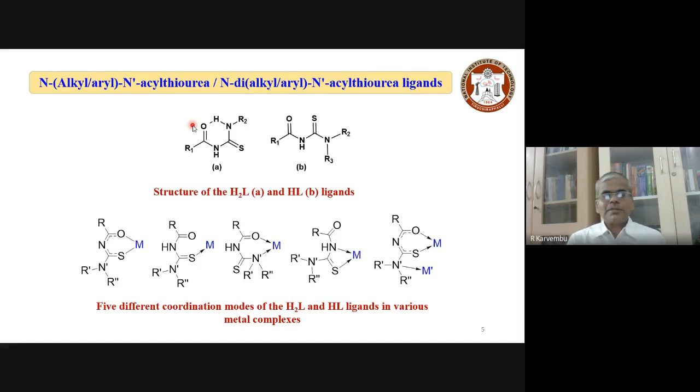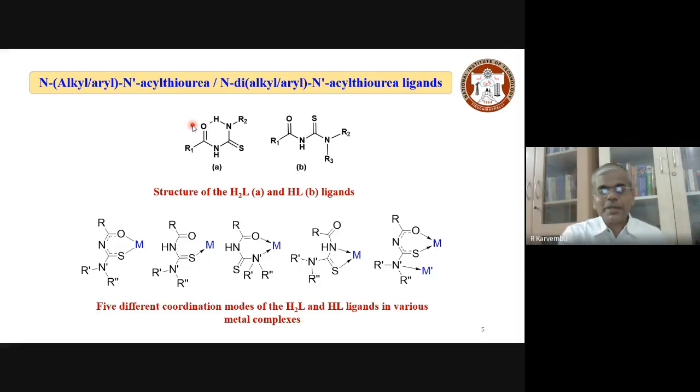The third one is a bidentate O,N coordination mode. The fourth one is a bidentate N,S coordination mode. In the last one, the ligand acts as a bridge between two metal centers. O and S are coordinated to one metal, and nitrogen is coordinated to another metal. So the ligand bridges two metal centers here. So these are some of the important coordination modes. So there is a versatility in this ligand. When there is a change in the coordination mode, then the electronic property of the metal is changed, and subsequently the property of the whole complex is changed.